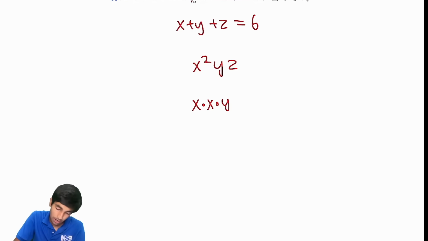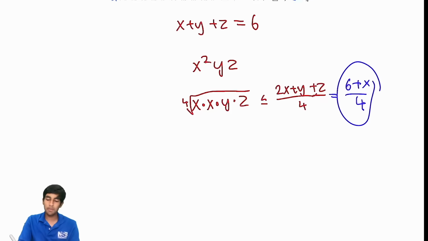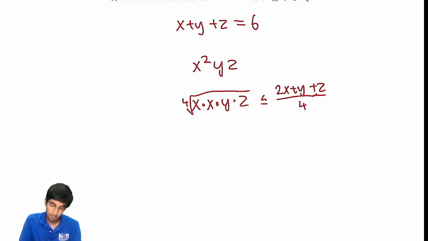So you could try using regular AMGM. The fourth root of this product is less than or equal to 2x plus y plus z all over 4. But this is not really a maximum. We know the value of x plus y plus z, but we don't know this value, because what are we going to do with 2x, right? We can rewrite this as 6 plus x over 4, but we don't want a maximum in terms of variables. That's no maximum. So there's a cool little trick we can do to get around this.